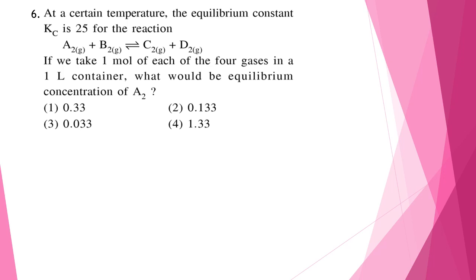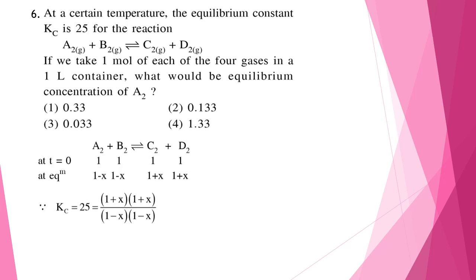Question 6. At a certain temperature, the equilibrium constant Kc is 25 for the reaction A2 plus B2 gives C2 plus D2. If we take 1 mole of each of the 4 gases in a 1 liter container, what would be the equilibrium concentration of A2? Now it's given 1 mole of each of the 4 gases. So initially it will be 1, 1, 1, 1 each, and at equilibrium it will be 1 minus x for A2, 1 minus x for B2, and as C and D are being formed, it will be 1 plus x for C and 1 plus x for D.